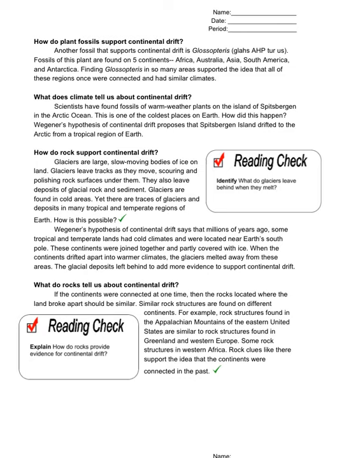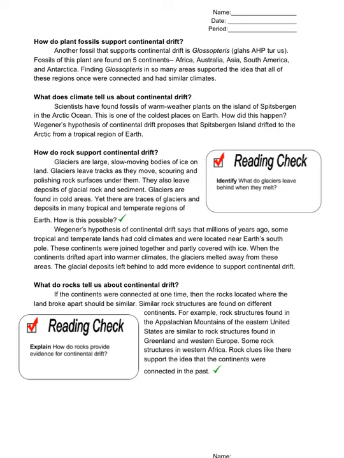What does climate tell us about continental drift? Scientists have found fossils of warm weather plants on the island of Spitsbergen in the Arctic Ocean. This is one of the coldest places on Earth. How did this happen? Wegener's hypothesis of continental drift proposes that Spitsbergen Island drifted to the Arctic from a tropical region of Earth.